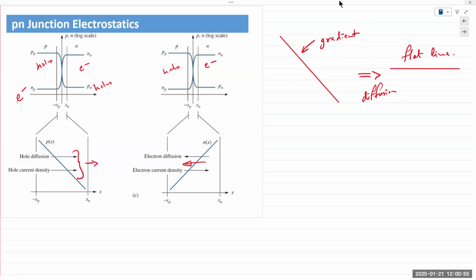So the electron current is shown in the positive direction. It's shown in the positive direction.